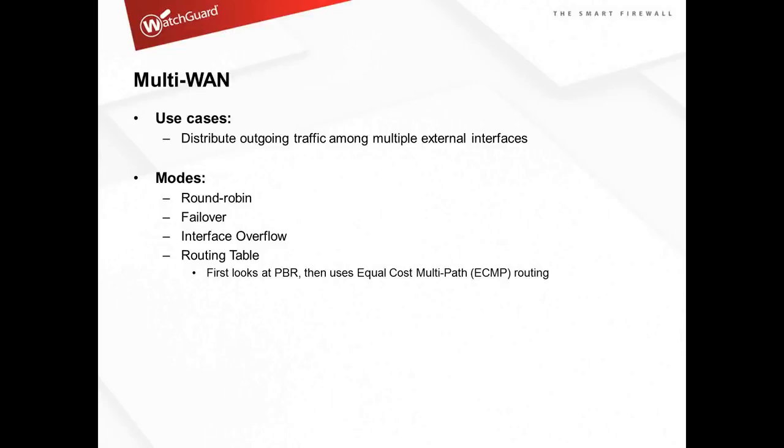So with multi-WAN, we have a few different modes. We have round robin, failover, interface overflow, and then a routing table. With the routing table, we're first going to look at policy-based routing, and then we're going to use equal cost multipath, or ECMP routing. Now, say you have something configured in interface overflow mode, or round robin, or routing table, we're going to fail back to failover mode in the event that one of those links goes down.